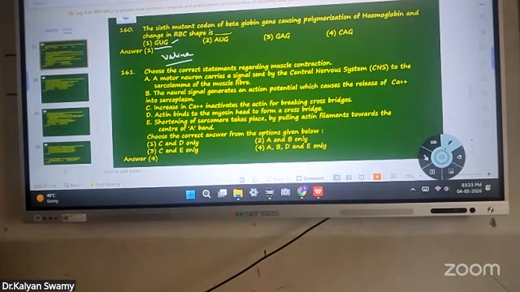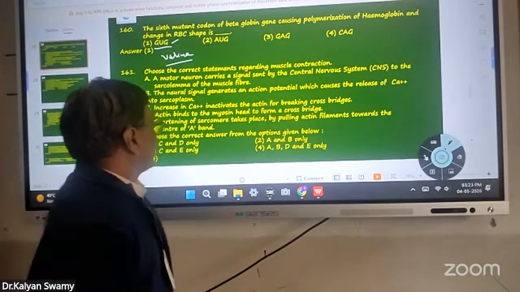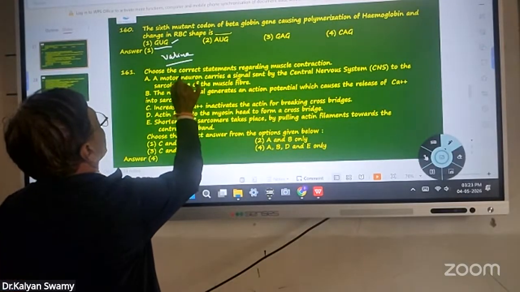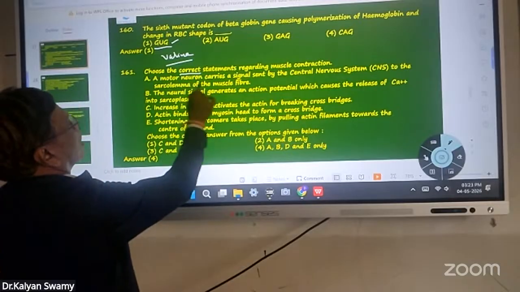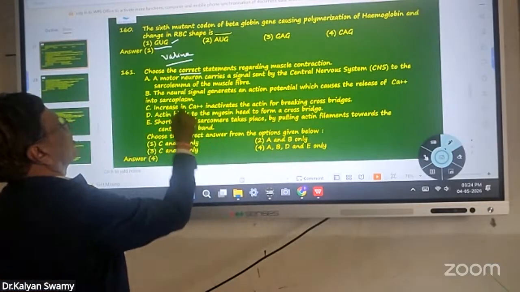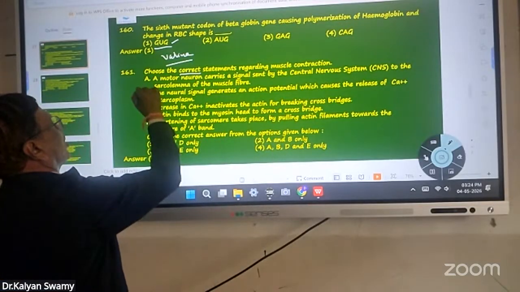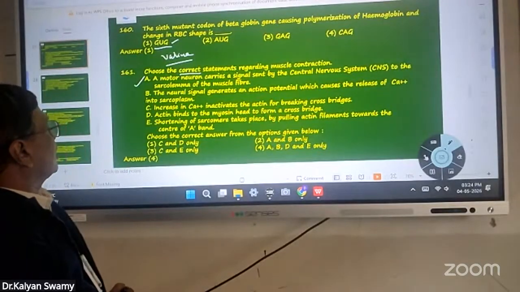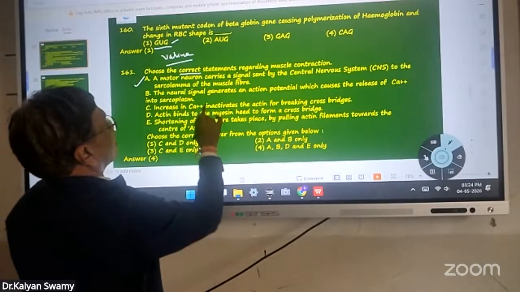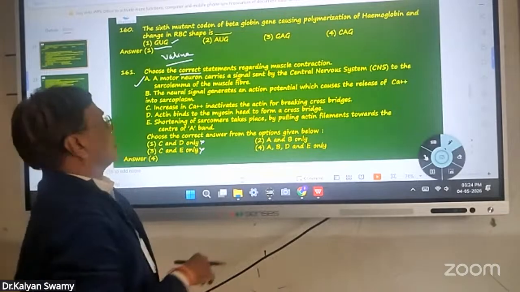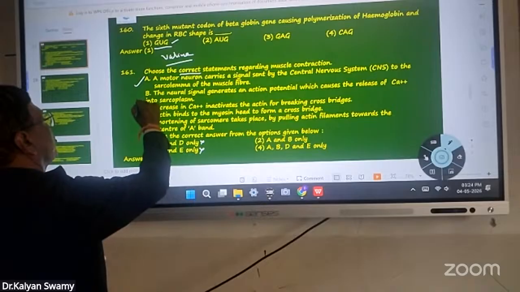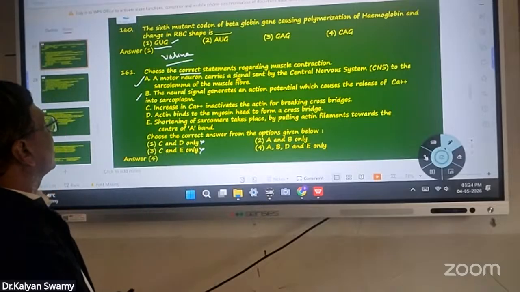Later, question 161 is related to muscle contraction. Here, what is asked regarding correct statements? A motor neuron carries signal sent by the central nervous system to the sarcolemma of the muscle. This is correct, so we can tick this and this. The neuronal signal generates an action potential which causes the release of calcium ions into the sarcoplasm. That also is correct.